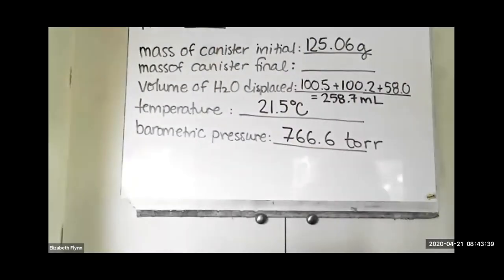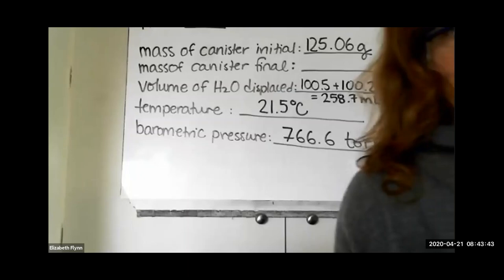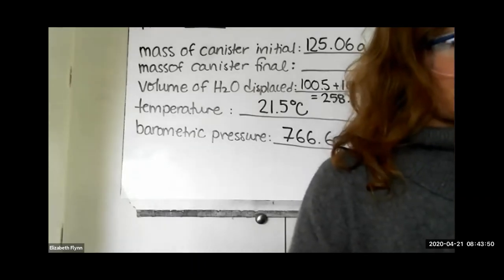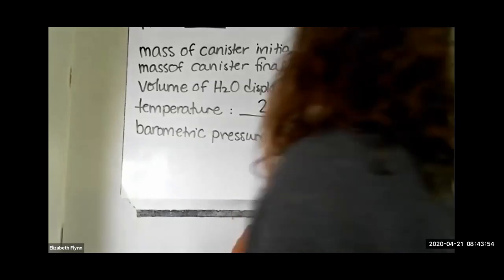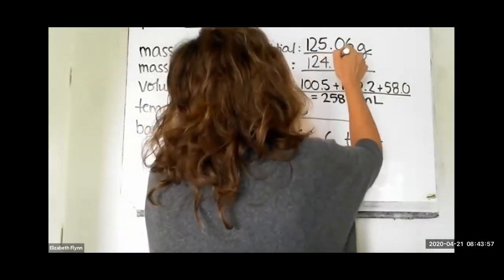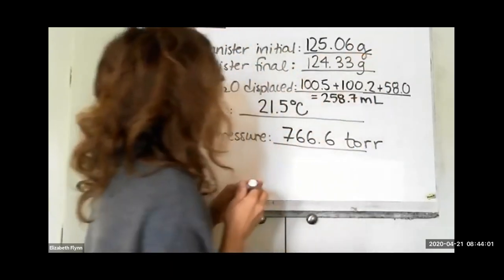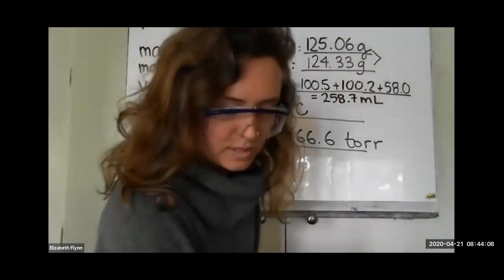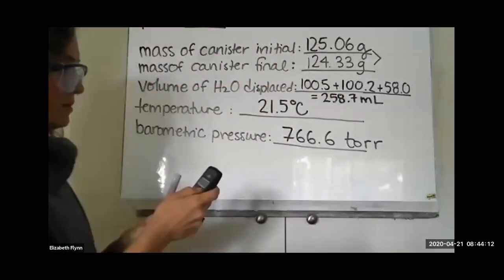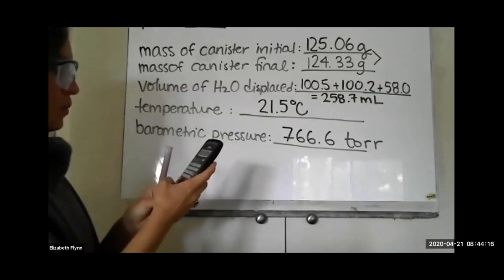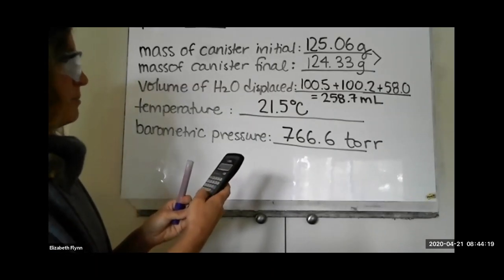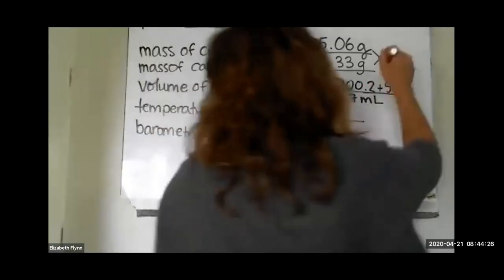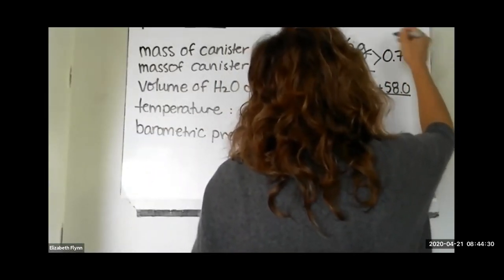Let's do that. So I'm going to take off the tube, make sure none escapes. I'm going to dry it off, make sure it's all good, make sure my balance is zeroed. And the final mass, 124.33 grams. Okay, so the mass of the gas that we're going to use, right, we're going to subtract the final from the initial today. So 125.06 minus 124.33, 0.73 grams is the mass of gas.